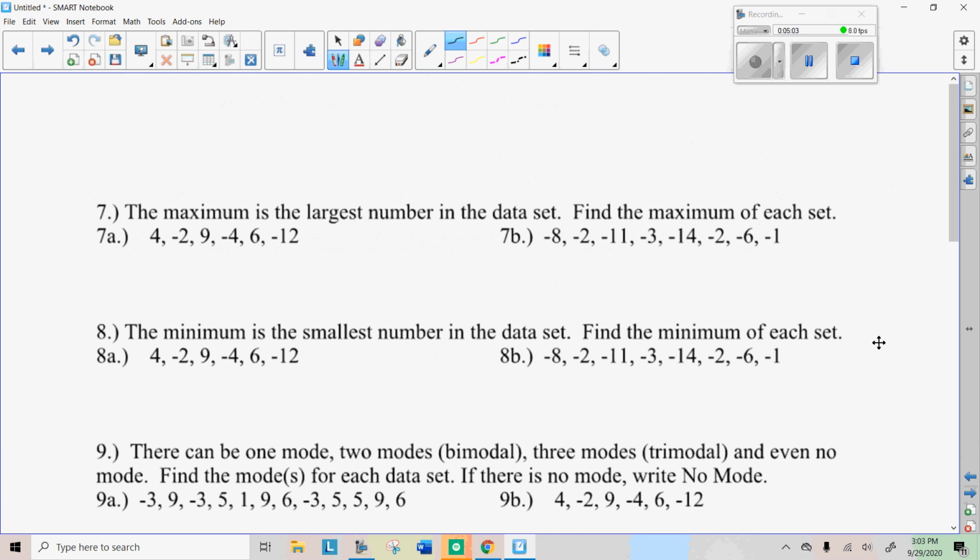The maximum is the largest number in the data set. So go ahead, you guys, find the maximum.